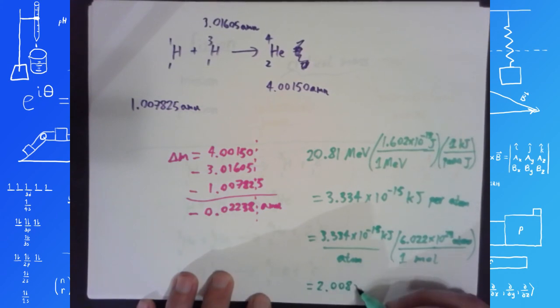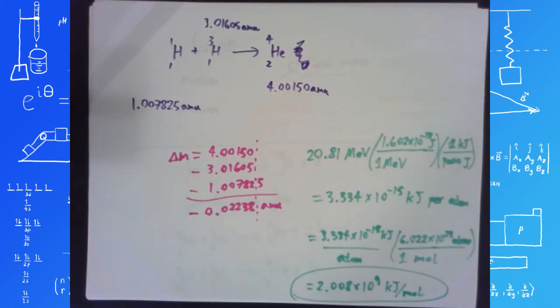2.008 times 10 to the 9 kilojoules per mole. Yeah. 2 billion kilojoules per mole. This is why scientists are interested in fusion reactions.